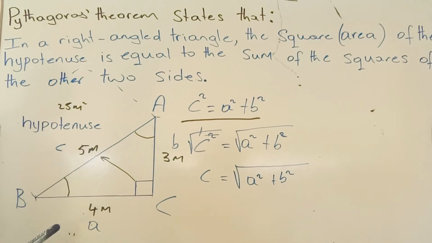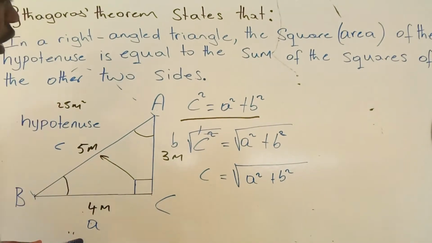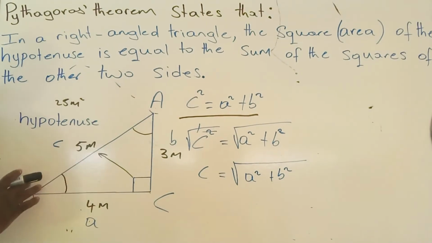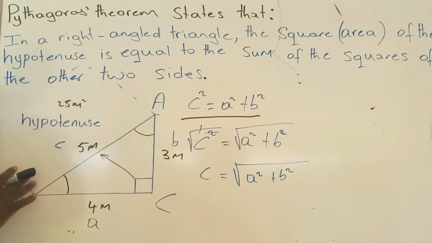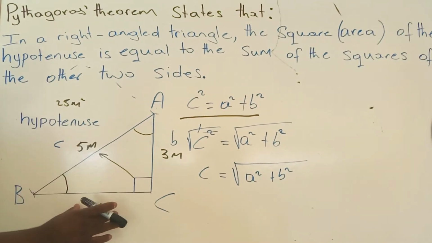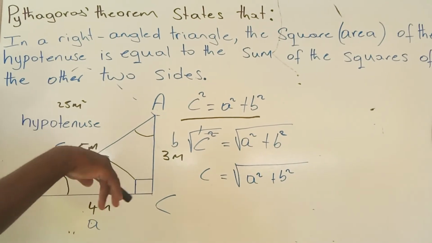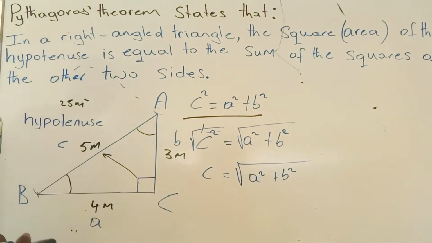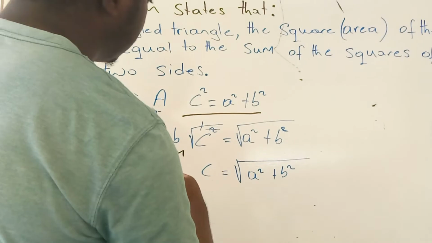That's what this is saying. And this is how you do it. Now, what if we know the length of the hypotenuse and we know the length of one of the shorter sides and we want to calculate the other one? Then you can manipulate it to make each of these the subject of the formula.